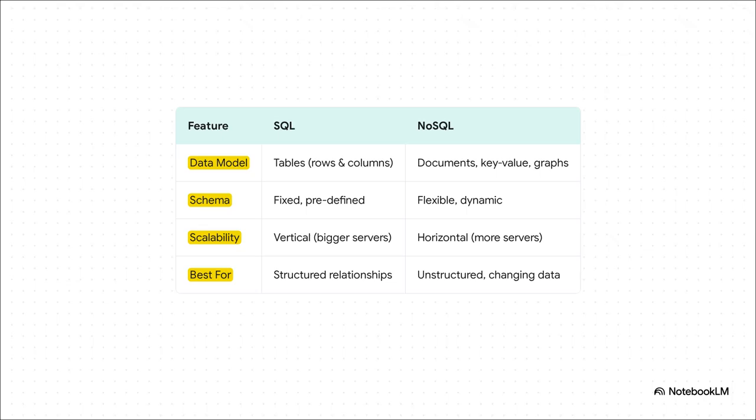Now, scalability, this one is huge. SQL usually scales vertically, which means you just buy a bigger, more powerful server. It's like building a taller skyscraper. NoSQL, on the other hand, scales horizontally. You just add more servers. It's like adding more buildings to your city. And finally, what's it best for? Well, SQL is the king of structured data where relationships matter, while NoSQL thrives with unstructured, ever-changing data.